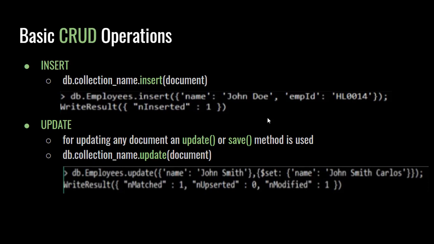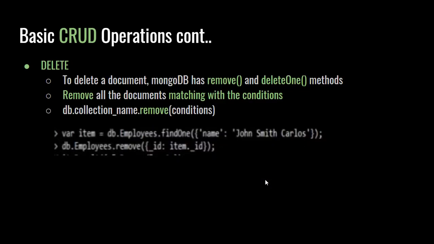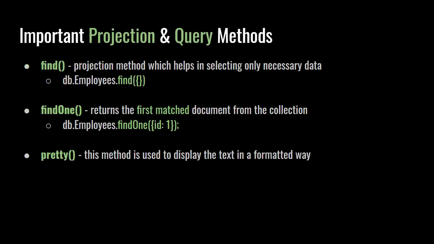All right, so you can also update or save. Collection name update, obviously it's going to match some criteria, and it's going to update using the set method what you need when you match name to John Smith. It's going to go ahead and set the values. Last operation is delete. Mongo has two operations: remove and delete one, and remove all the documents matching the conditions. So one way you can do it is you can say find one. So you find that record. Once you get that record, then you remove it from the database with the ID that you have. So you can actually combine two of these operations.